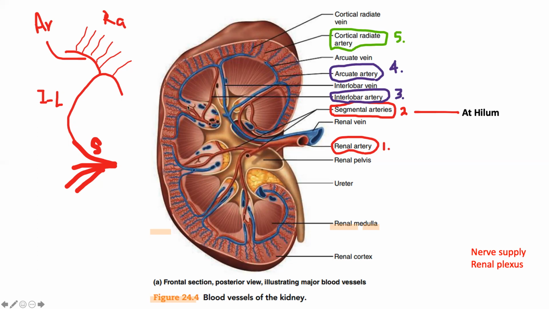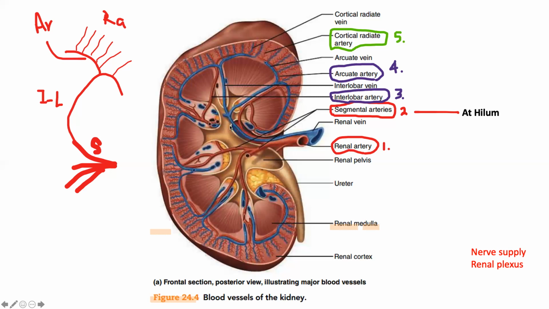And now these interlobar arteries will carve an arch on the renal pyramids in the corticomedullary junction, and therefore they will be called arcuate arteries. From these arcuate arteries, small radiating renal arterioles come out. They will be called cortical radiate arteries.